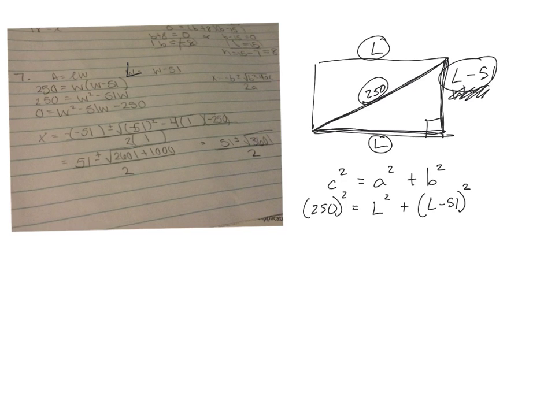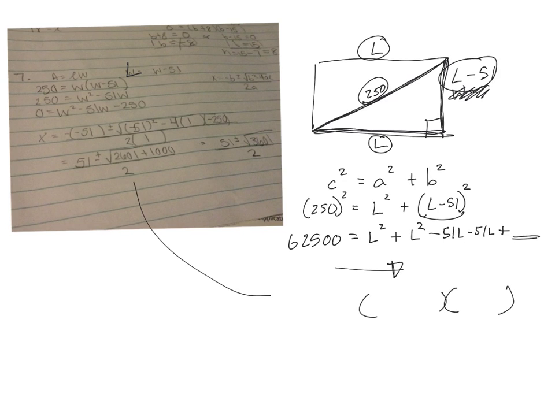And then this question is similar to the ones we've done before. So this would be 62500, I think, is equal to L squared, and then I'd have to FOIL that. So it'd be L squared minus 51L minus another 51L plus whatever 51 times 51 is. Okay, and then it's a quadratic. Gather all the stuff over to the right side and then see if you can factor. If you can't factor, then yes, you would use the quadratic formula like you were trying there.